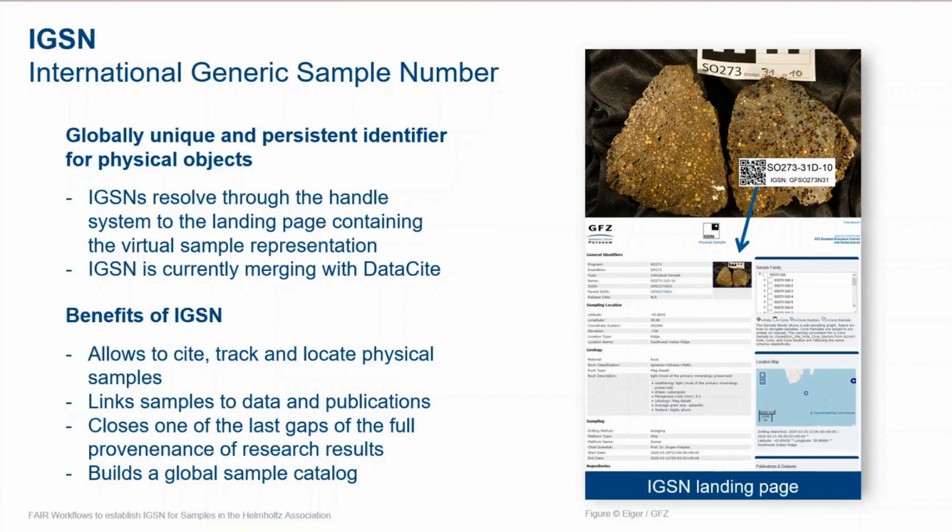It links the samples to data and publications, and therefore closes one of the last gaps in the full provenance of research results. Further, the IGSN is designed to build a global sample catalog.